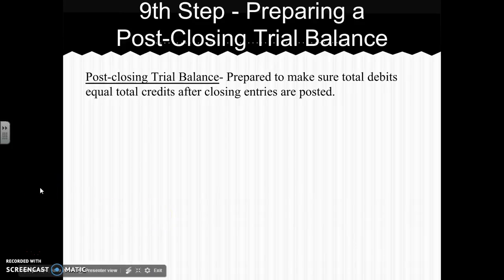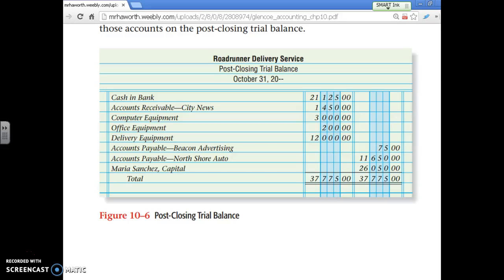After we have done that and we have posted everything, now we have to construct a post-closing trial balance. The post-closing trial balance is going to have only the balances of the accounts that are permanent. All of our temporary accounts have been closed. So you'll notice that there are no expenses, no revenues, and no drawing account listed in the post-closing trial balance. Reason being, they have been closed and they have been zeroed out.